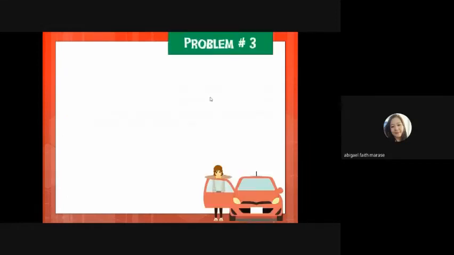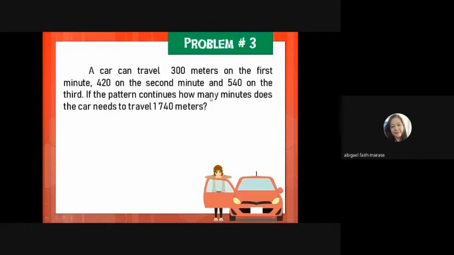Next, problem number 3. A car can travel 300 meters on the first minute, 420 in the second minute, and 540 in the third. If the pattern continues, how many minutes does the car need to travel 1,740 meters?